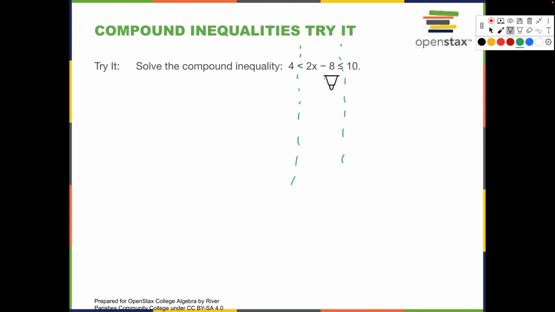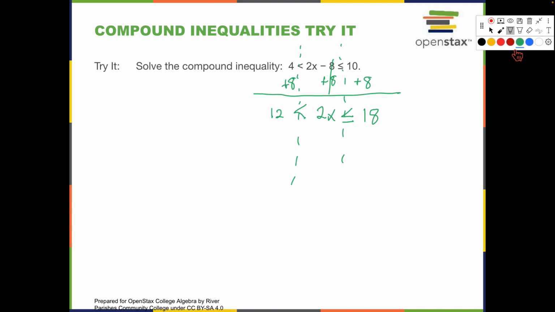So what I would do is I would add 8. So if I add 8 there, I add it here, and I add it here. So we can just work with this compound inequality, work with all the portions. 4 plus 8 is 12. I still have the less than part here. 2x minus 8 plus 8, so that cancels. We just have 2x left. And then we have this inequality less than or equal to 18.